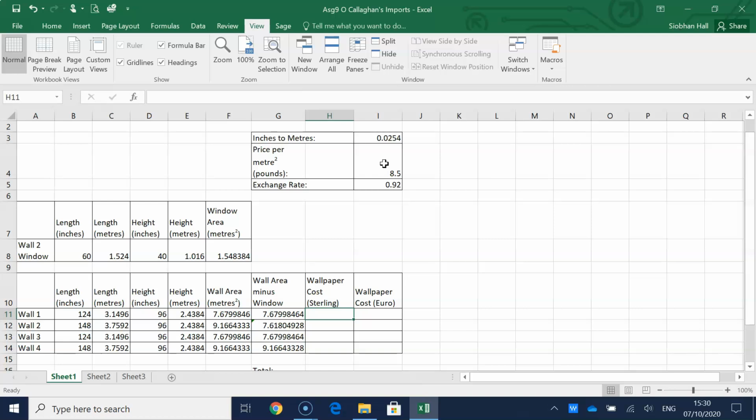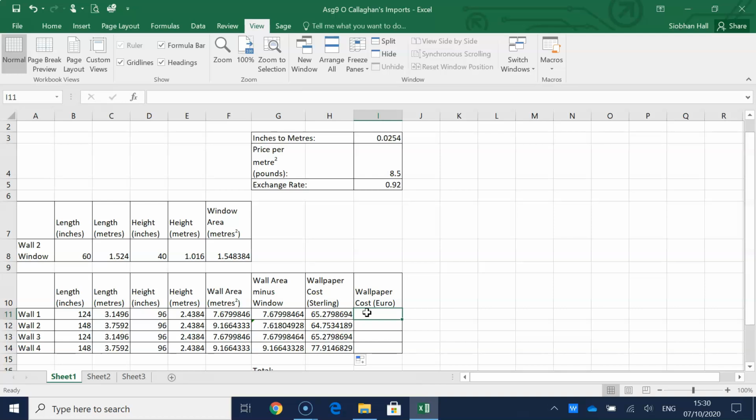So again, we work it out for wall 1 and we copy it down for the other walls. So it's equal to G11 multiplied by $I$4. Press enter and we will copy that down. Now, because we have no particular formatting, we're getting answers with a lot of decimal places, and that's perfectly fine. We can sort all that out with formatting at the end.